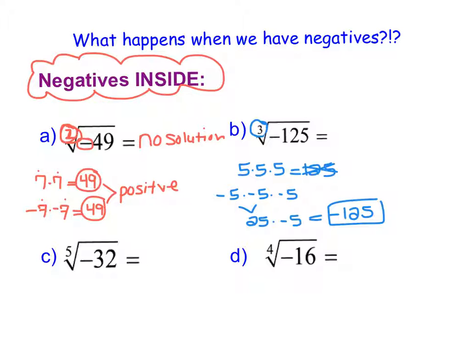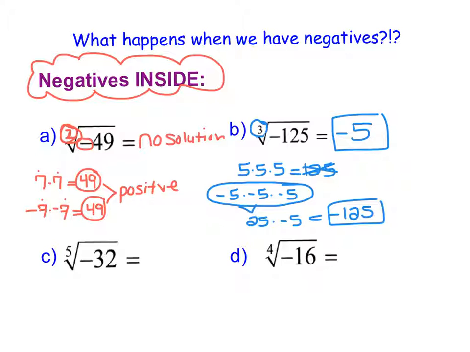So essentially what I see here is, if I multiply negative 5 by itself an odd number of times, the answer results in a negative number. So what I can do here is I can say, okay, well, what number times itself 3 times is a negative 125? It is a negative 5.